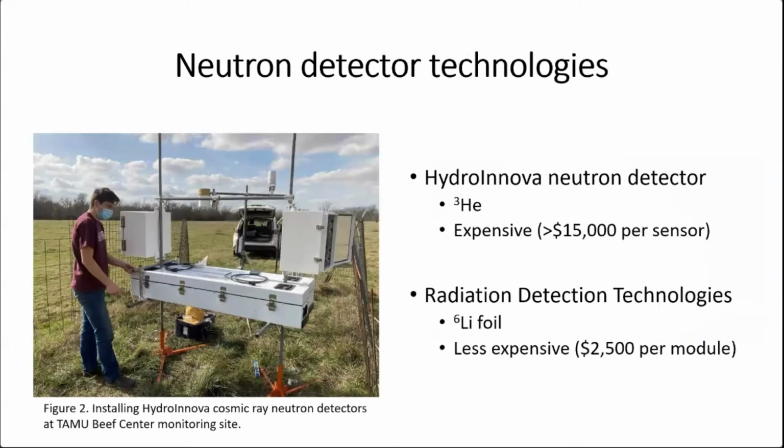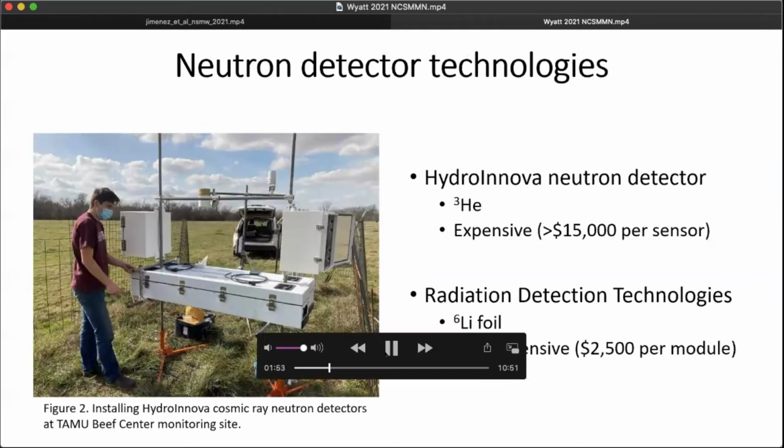So in this study, we compared two types of neutron detectors. The first is a helium-3 neutron detector from Hydro Innova. So this is a commercially available detector. These are the more expensive types of detectors. They cost upwards of $15,000 per sensor. On the left-hand side, we have a picture of Cade installing one of these detectors at our field site.